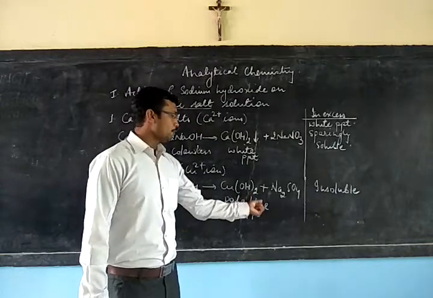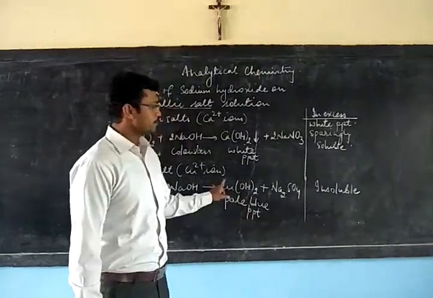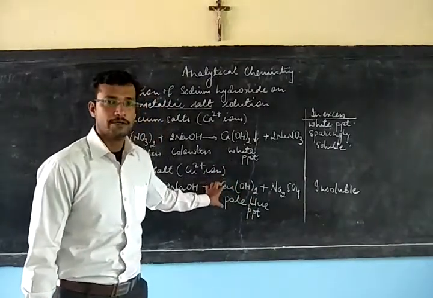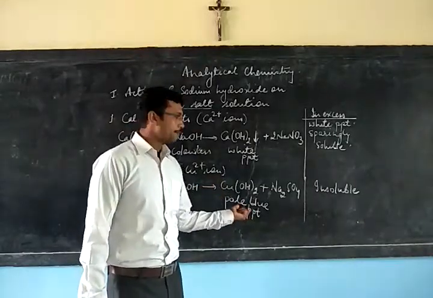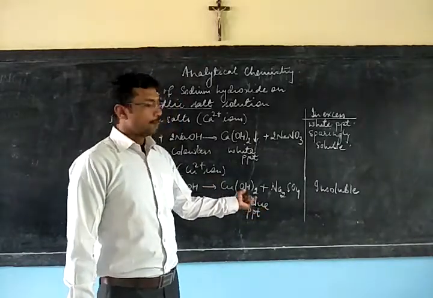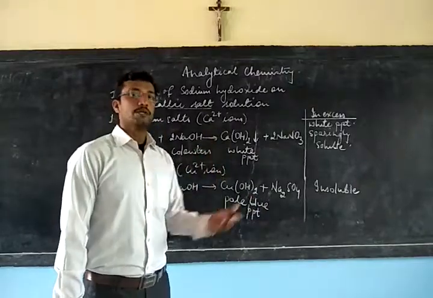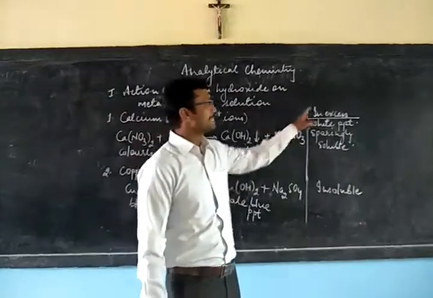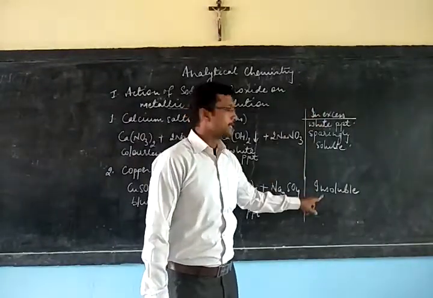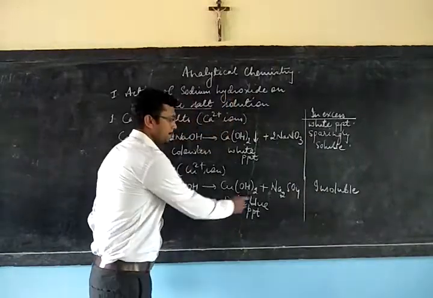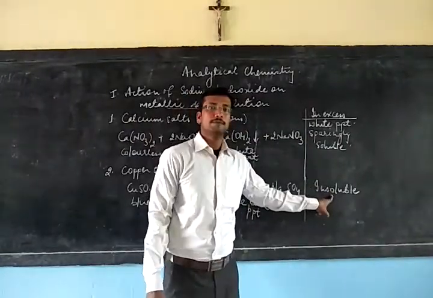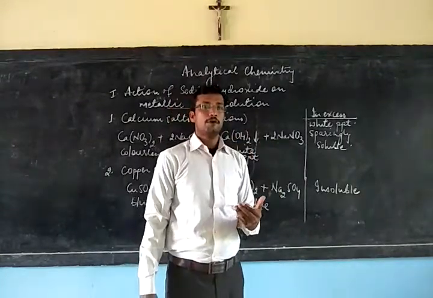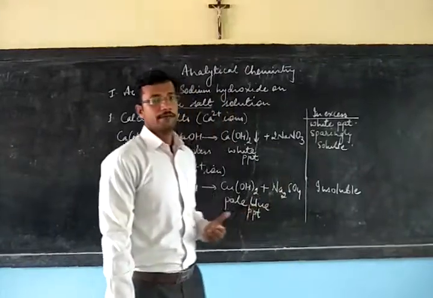We are getting a pale blue precipitate. You can see its formula is Cu(OH)2. It is because of the formation of this cupric hydroxide that the precipitate looks pale blue in color. But what happens when we increase the quantity of sodium hydroxide, that is, when sodium hydroxide is added in excess? In this case, it is found that the pale blue precipitate remains insoluble. It does not dissolve. So this is an indication of the cupric ion present in the given solution.